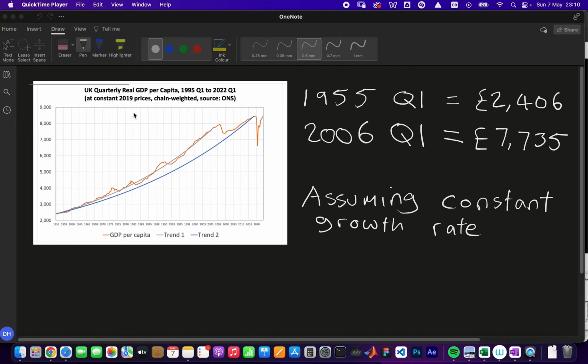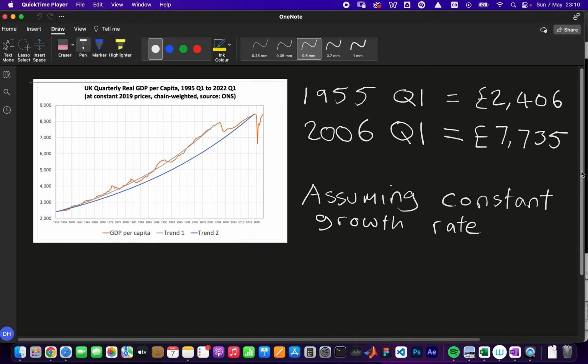Hello, in this quick video we're going to be looking at an exam question. So we have data here for trend 1, which is the grey line you can see here. We're not going to be using trend 2 because it's exactly the same process, so I don't need to do it twice. But the question asks us to calculate the annual growth rate underlying the trend. So where do we start?